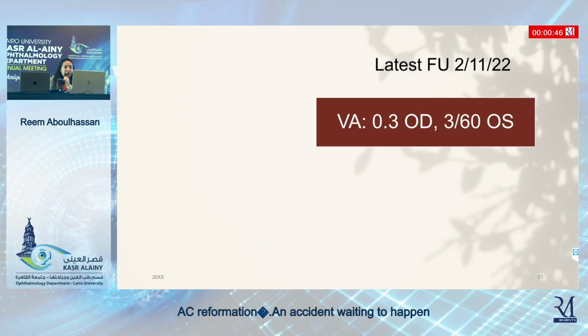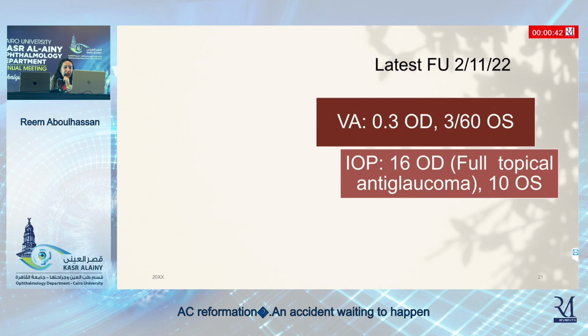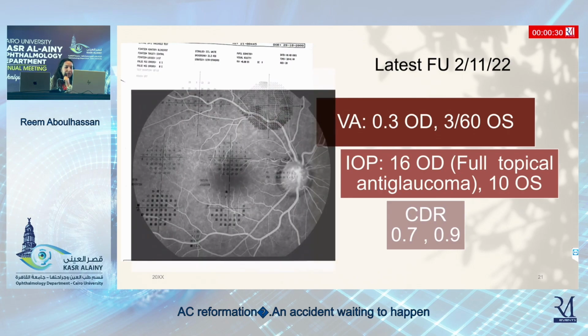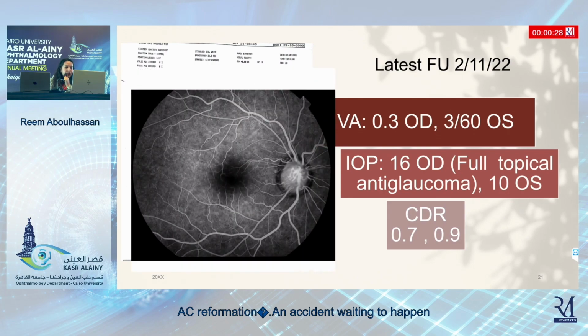Her latest follow-up in November revealed a visual acuity of 3/60 in her left eye. Her intraocular pressure was 16 in her right eye on full anti-glaucoma treatment and 10 in the left eye with no treatment. And her cup disc ratio is stable. And this is her last visual field in her right eye. In the presence of the optociliary shunt, we can suspect that this field defect may be due to an ischemic insult, not the glaucoma.